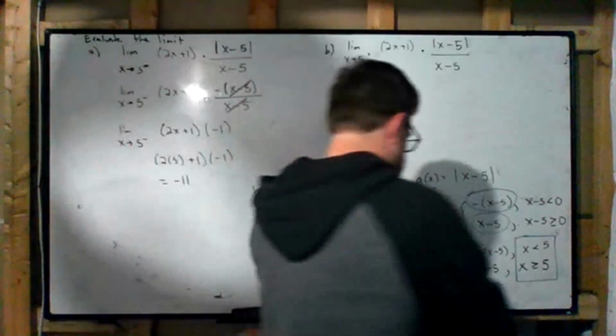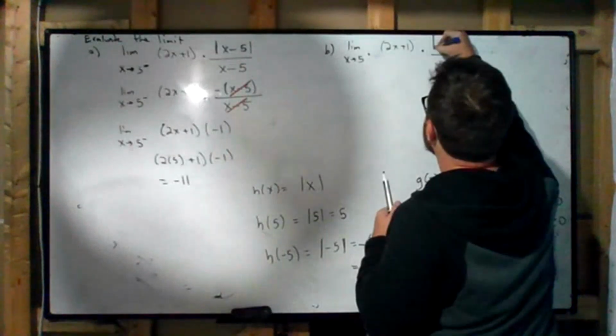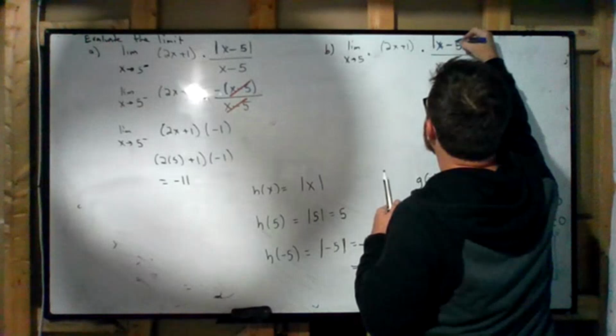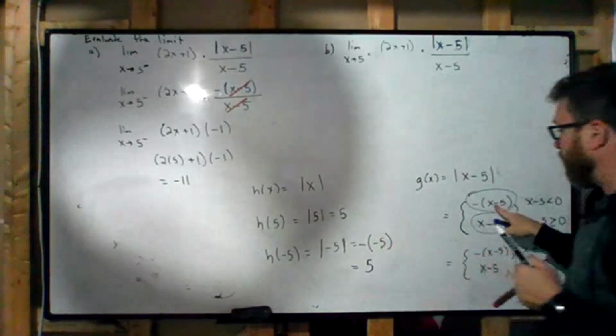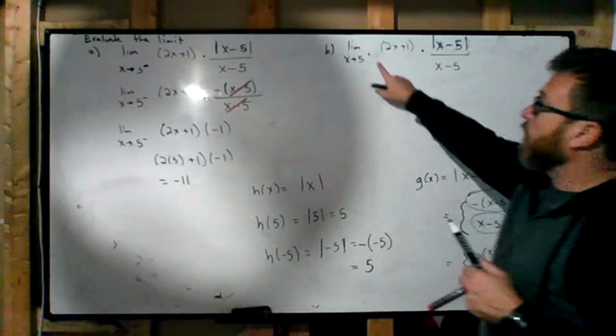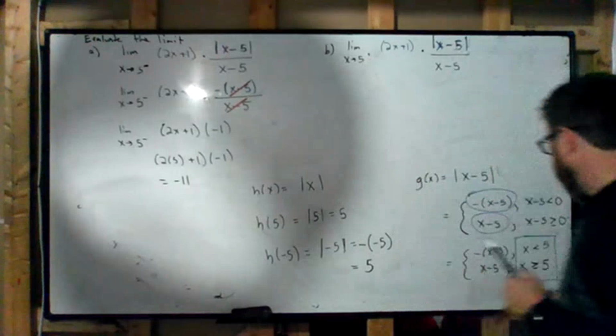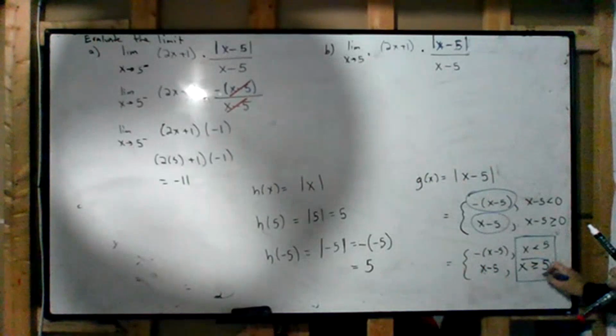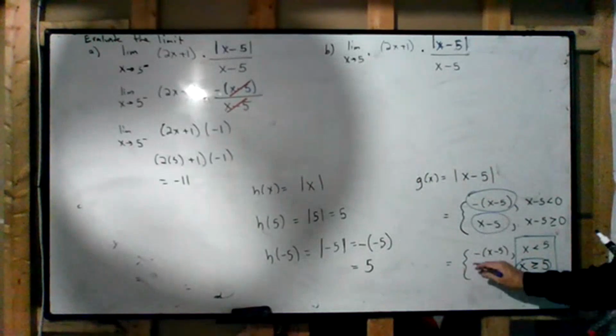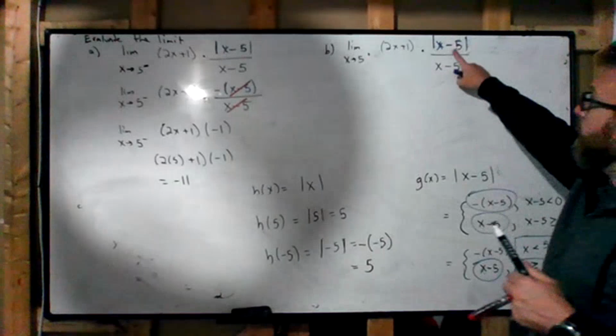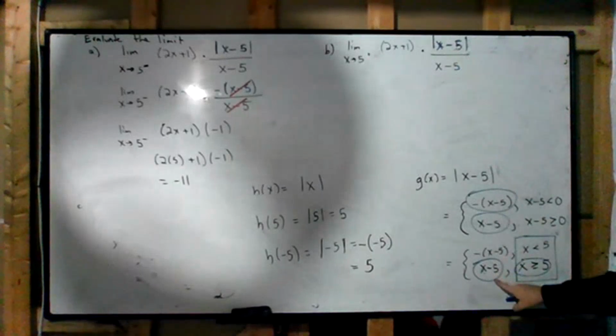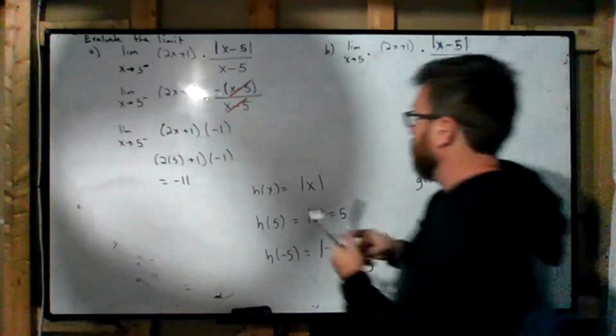This one's a little different. What does that absolute value of x minus 5 turn into? Does it turn into the top function or the bottom function? Well, this is above 5. It's bigger than 5. So I'm going to use this bottom function. So that means that absolute value of x minus 5 just becomes x minus 5 because what's inside is positive.